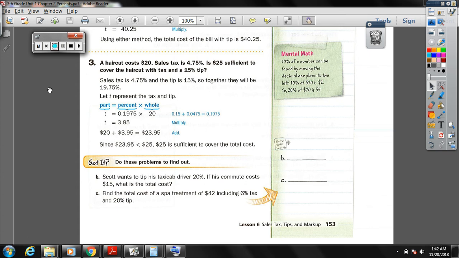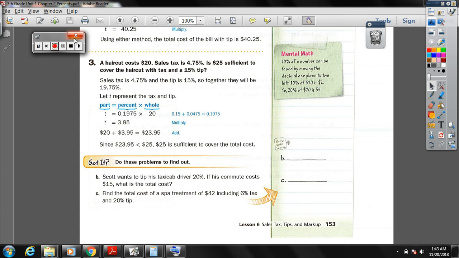Then they multiply to find out how much is going to sales tax and tips. After that, they calculate to see, is it sufficient to cover the total cost or not. Let's take a look at parts B and C now.